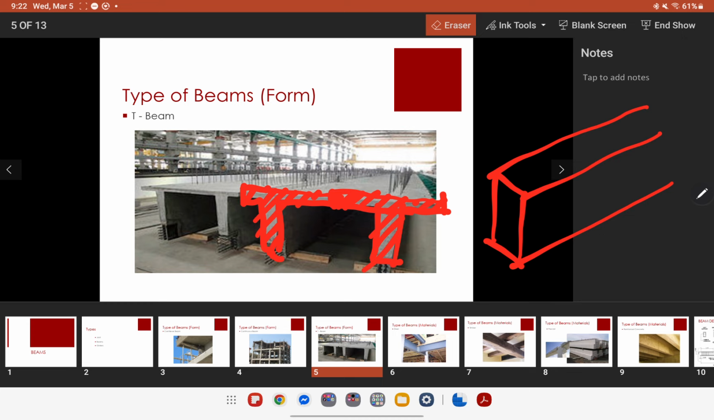Okay, T-beams are commonly used for structures which require bigger loads, such as bridges, and if you've noticed, I think flyovers too. Well, it's almost similar to a bridge though. So yes, we commonly use T-beams for that. Okay.